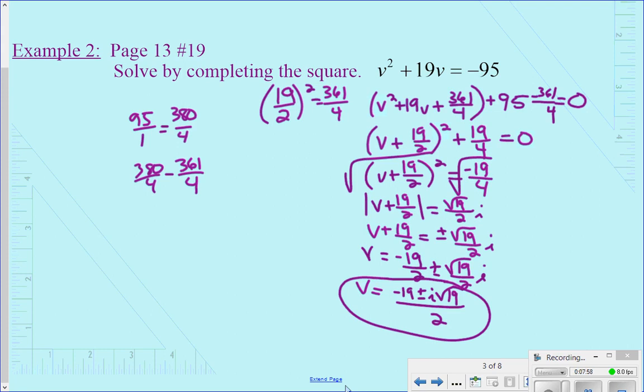Okay. And like I said, you probably previously when you did the problem got it up to about here, but you didn't really know how to simplify the square root of a negative.